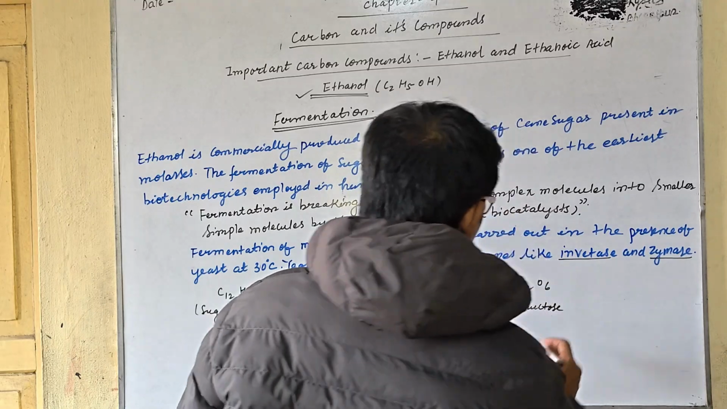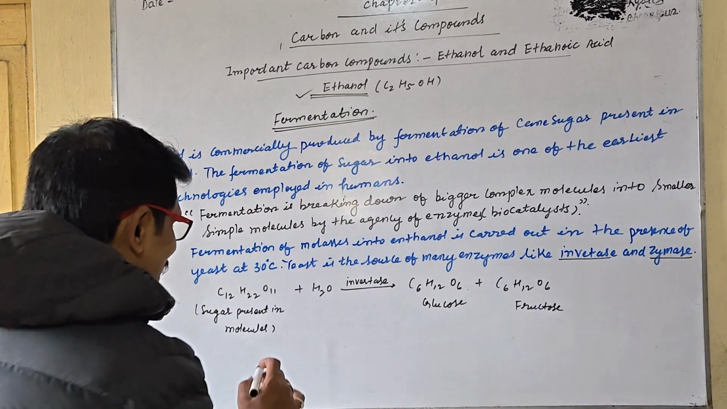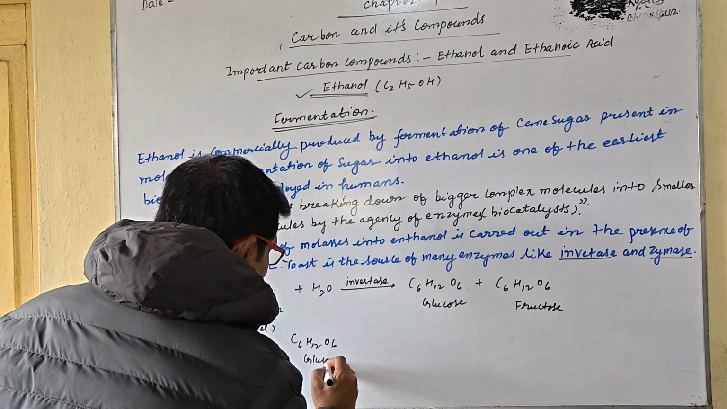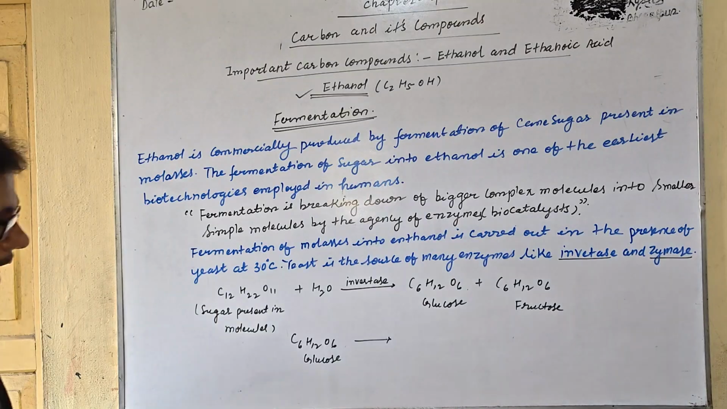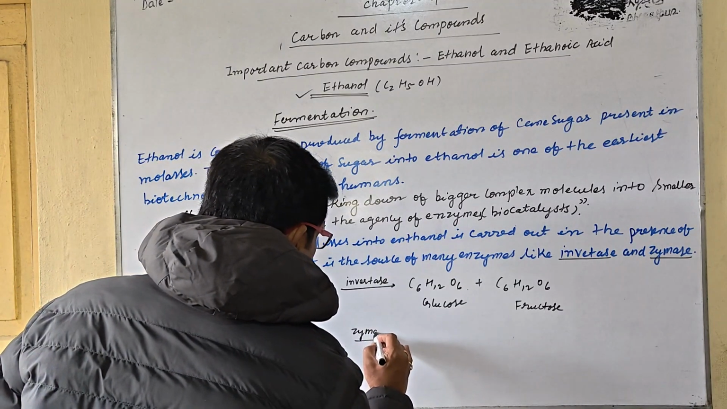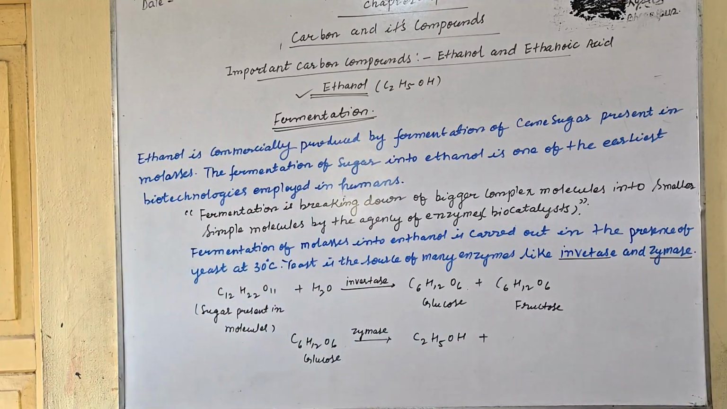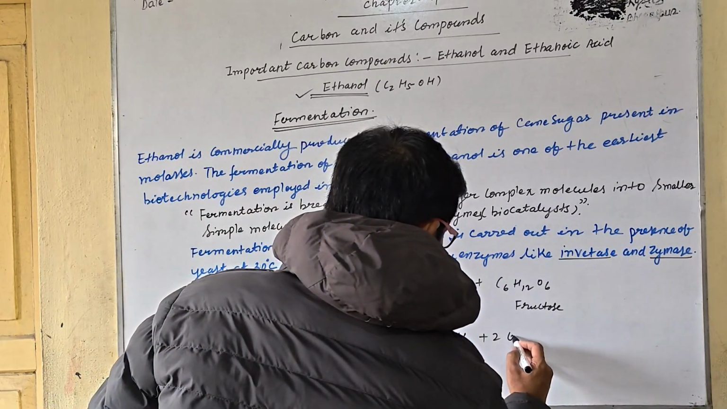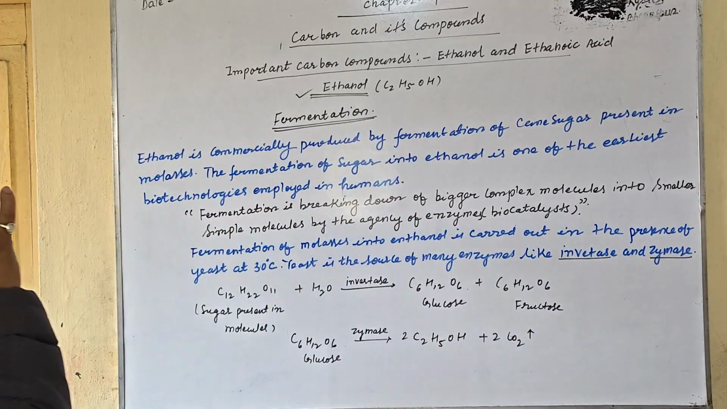So glucose and fructose are formed after the sugar present in molasses reacts with water, with invertase as a catalyst. After that, glucose, C6H12O6, reacts, and this is also by the zymase. This gives you C2H5OH, ethanol, and the next product is carbon dioxide. So my dear student, this is all about the reactions of fermentation.